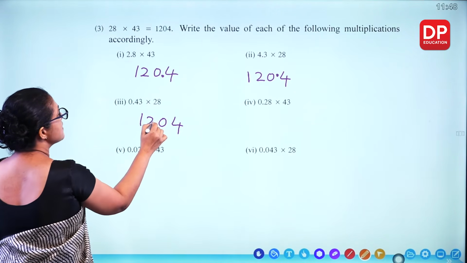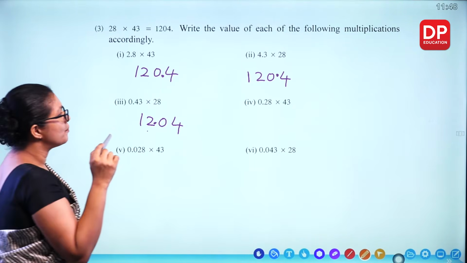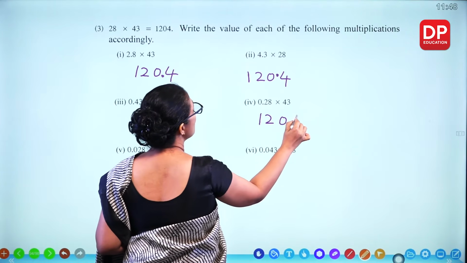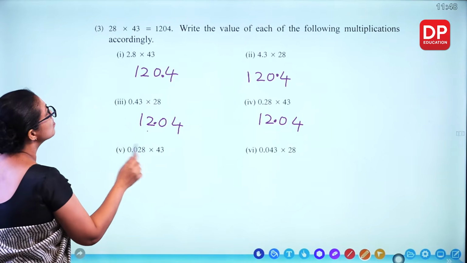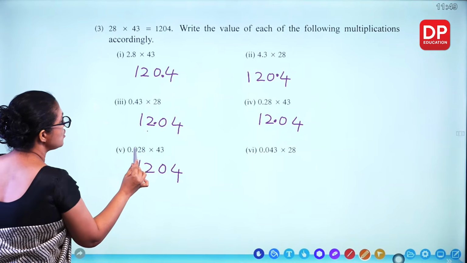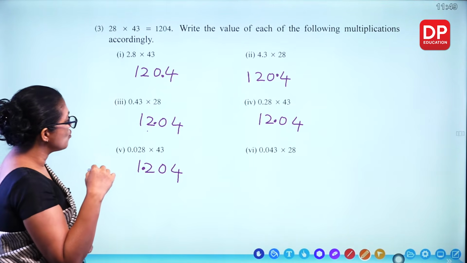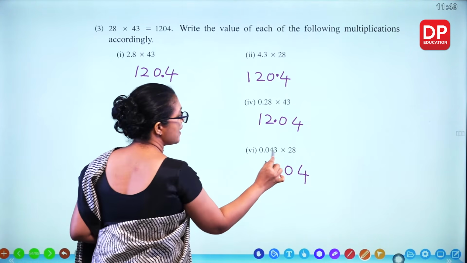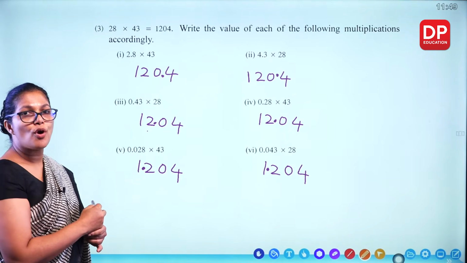1204, 2 places you have to keep. So the answer is 12.04. Here same thing, 1204, 2 places you have to keep. Same digits, 1204, 1, 2, 3 now, 3 places you have to keep. So 1.204. This one, 1204, 3 places after the decimal point, 1.204.